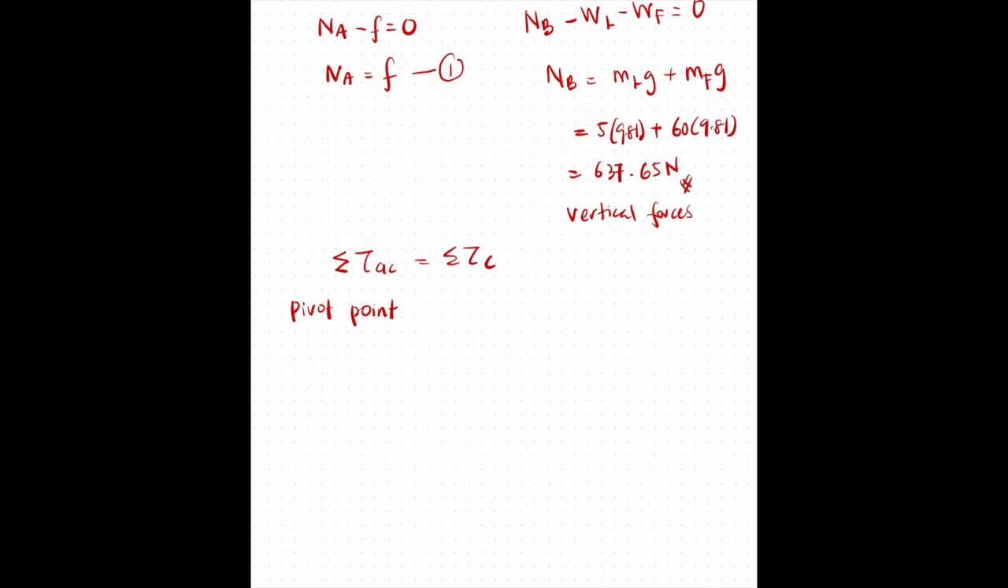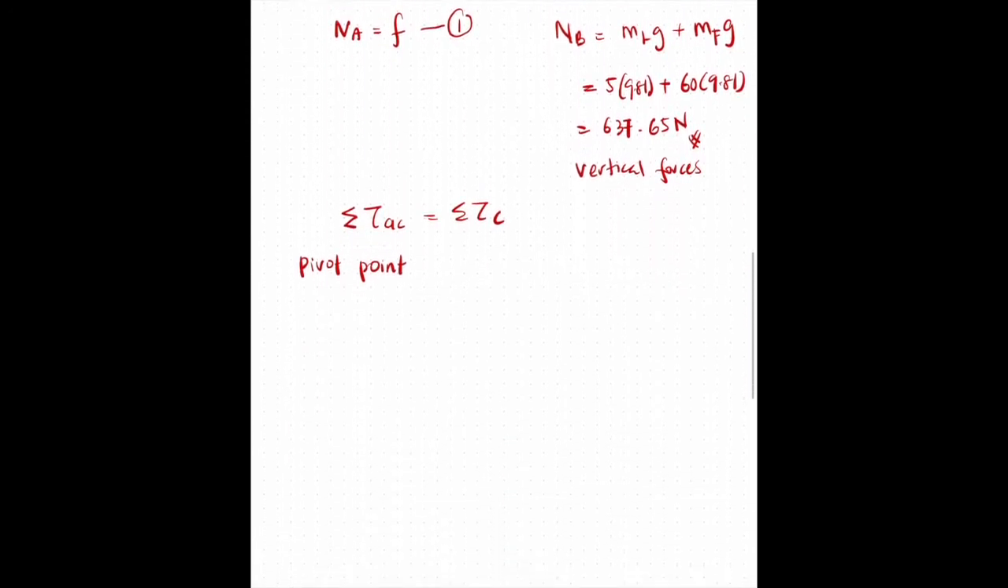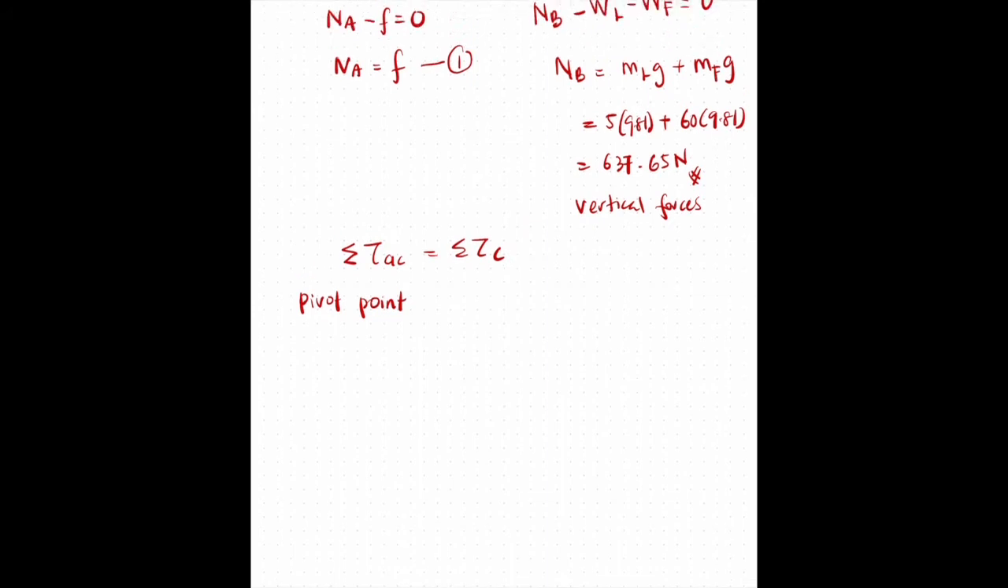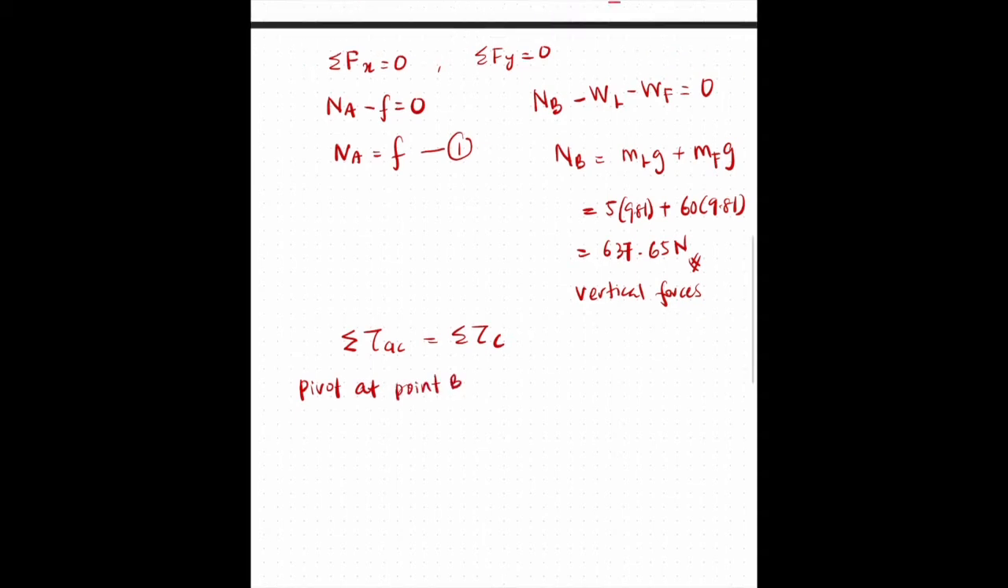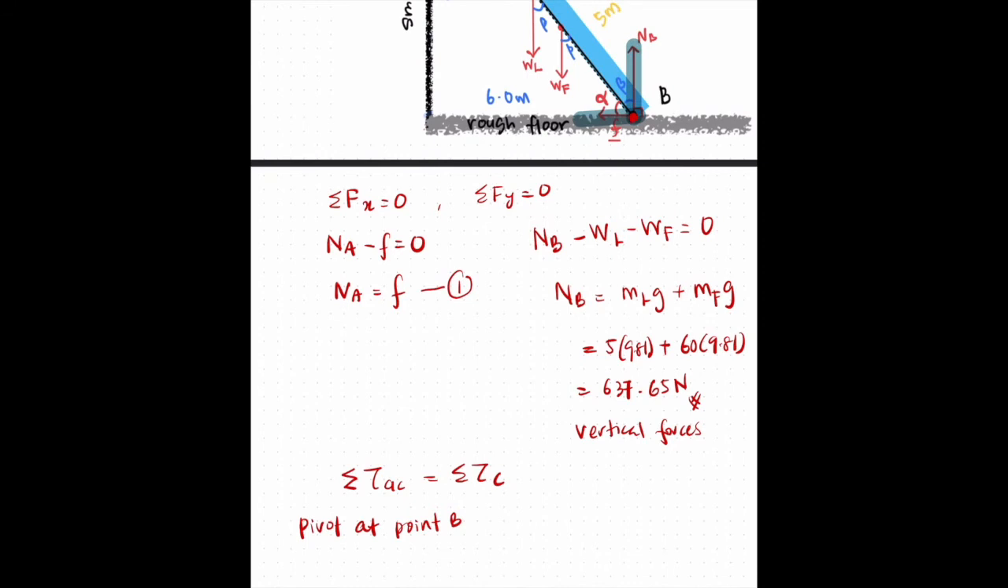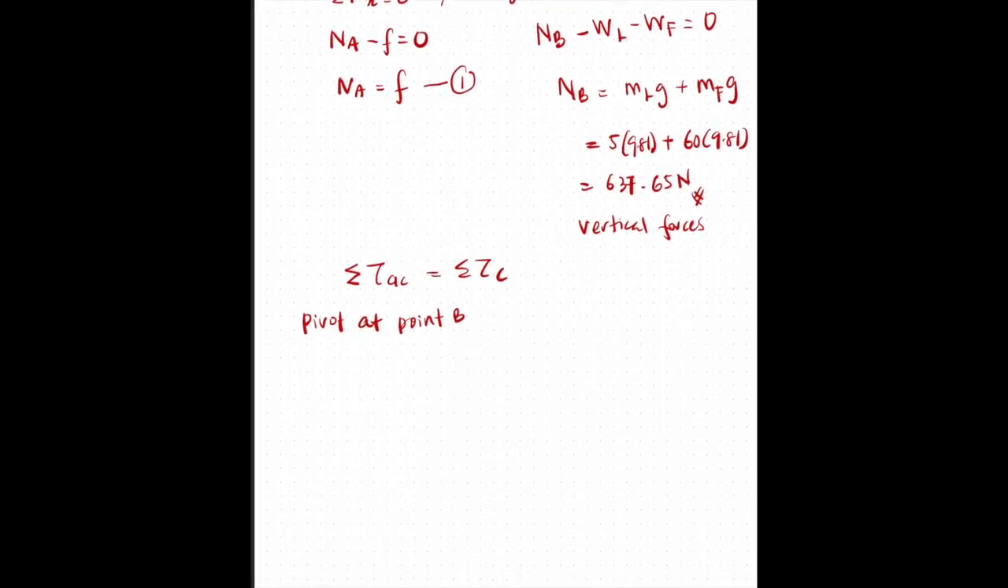Then I don't need to find NB anymore. I just need to find NA to get friction. Okay, pivot at point B. Write your pivot point. When I pivot at point B, total anti-clockwise torque is equal to total clockwise torque.